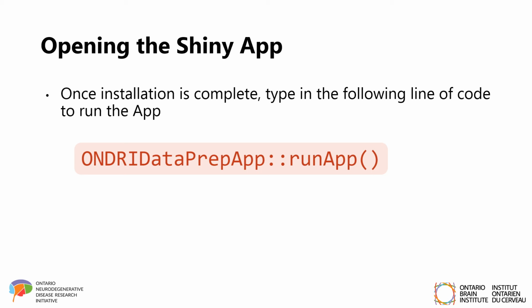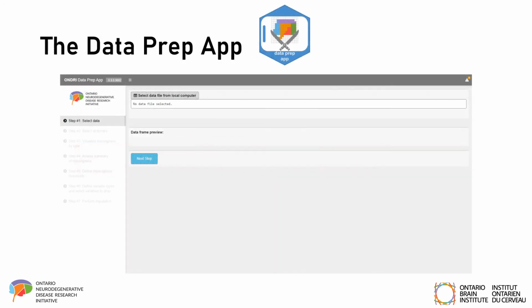Type in the following line of code in your R script. Select all and then click Run. Once you run the app, this window will pop up. This is the Data Prep app. You have successfully installed it. Congratulations!